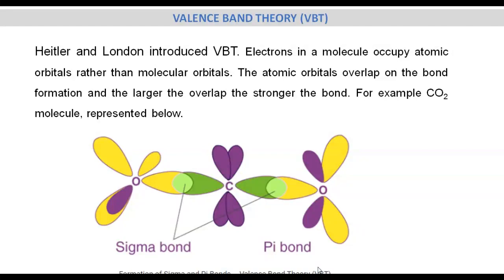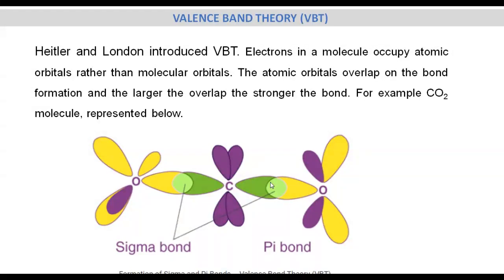This states that electrons in a molecule occupy atomic orbitals rather than molecular orbitals. The atomic orbitals overlap on bond formation. The larger the overlap, the stronger the bond is.